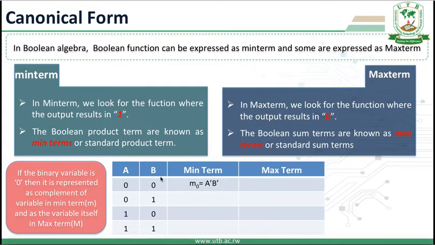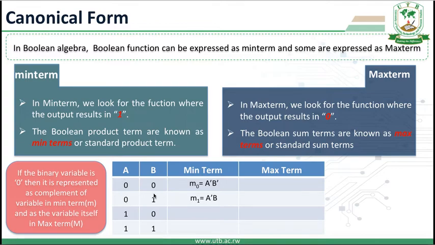Now we have B equal to 0. Again B is 0, and since we are writing the min term, we write the complement, prime. So we write B prime. And it is not plus, it is a product. You can see here the prime. So A prime times B prime. Likewise, we are going to see the next one.